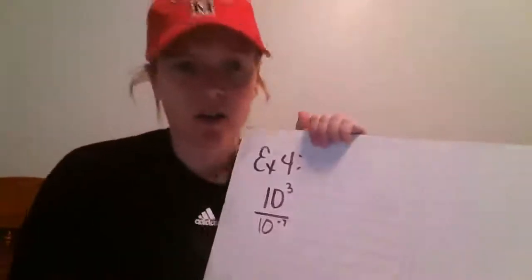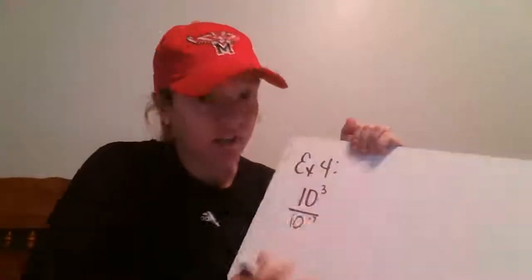Exponential form is where we leave it in exponents. Standard form is where we multiply the exponents out with all the zeros in it. It says we need to first write a ratio to compare the sound intensities. So we're comparing 10 to the third watts to 10 to the negative 7. If we write a ratio, it's going to look like a fraction, right?